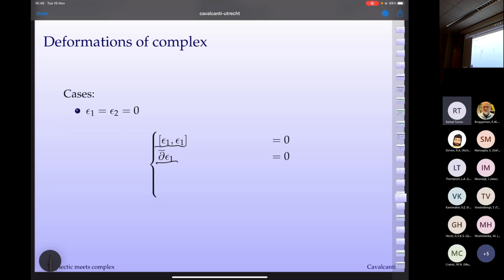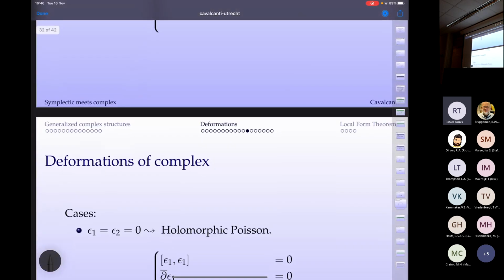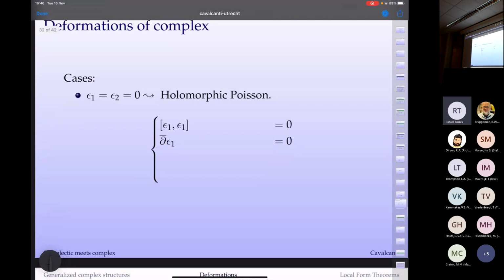So if you have a complex manifold and you have a holomorphic Poisson bivector, you can use that holomorphic Poisson bivector to deform your complex structure into something which is no longer complex. It will become generalized complex. So that's a clear relation between Poisson geometry, holomorphic Poisson geometry, and generalized complex structure. So holomorphic Poisson geometry existed before anyway, but you see that holomorphic Poisson is precisely the condition that you need to use a bivector to deform a complex structure.